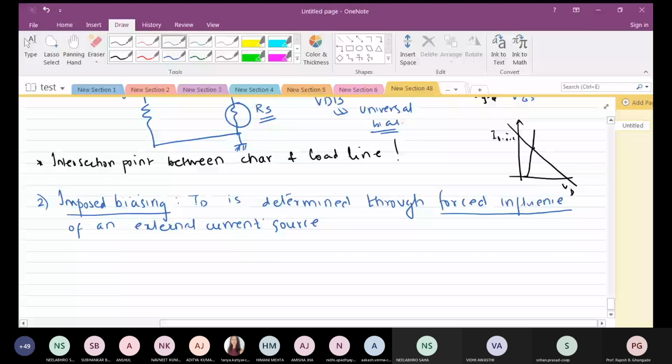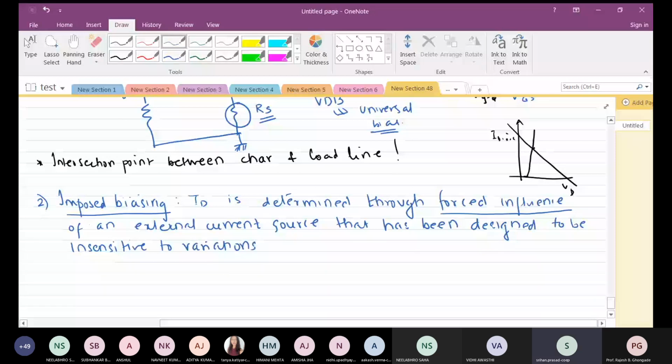That has been designed to be insensitive to variations in supply voltage or I can say temperature. Now this is going to be interesting.